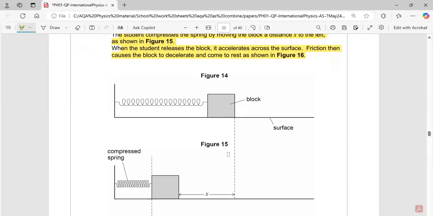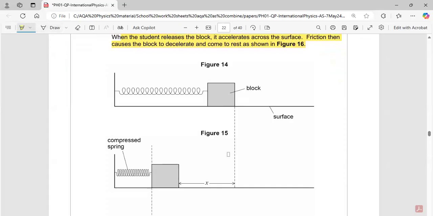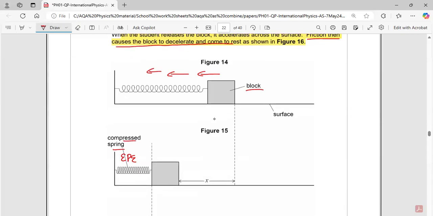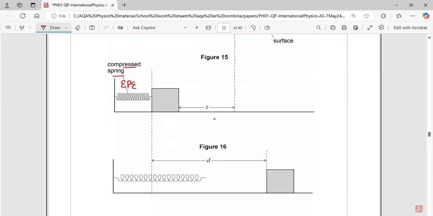Okay, that's fair enough. So what they are going to do is, this is your block. They're going to push this backward so that the spring compresses and it stores elastic potential energy. And they said that the surface is rough as well, like the friction is there. Friction then causes the block to decelerate and come to rest. So they just release it. When they release it, this moves forward, but then there is friction over here, and this causes it to decelerate and it eventually stops over here.